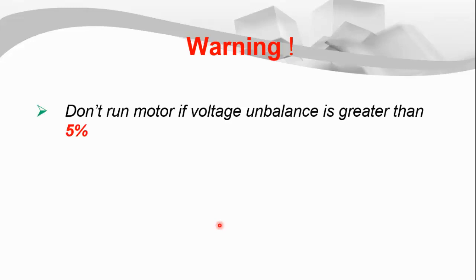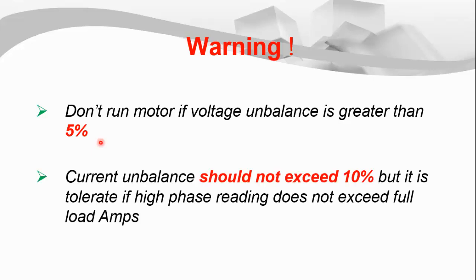Some of the warnings and recommendations at the end of this video are that you should not run the motor if the voltage unbalance is greater than 5%, and the current unbalance should not exceed 10% on the motor, but it will be tolerable if the high phase reading does not exceed the full load ampere. It means that if the maximum current flowing in one phase is still less than the full rated ampere of the motor, you can operate that motor. But again, the voltage unbalance should not exceed 5%.